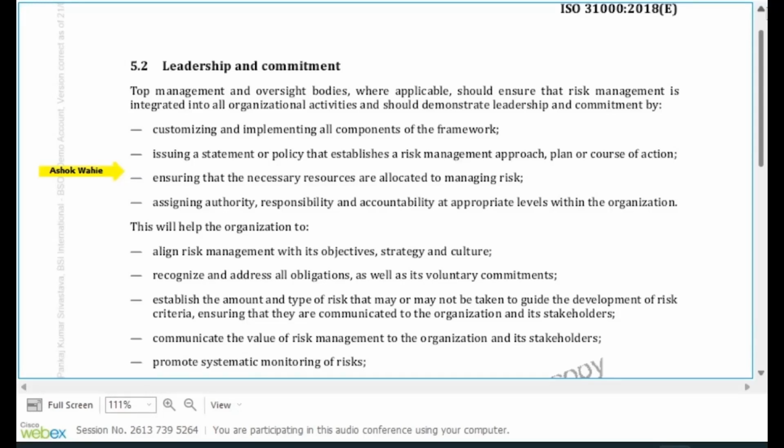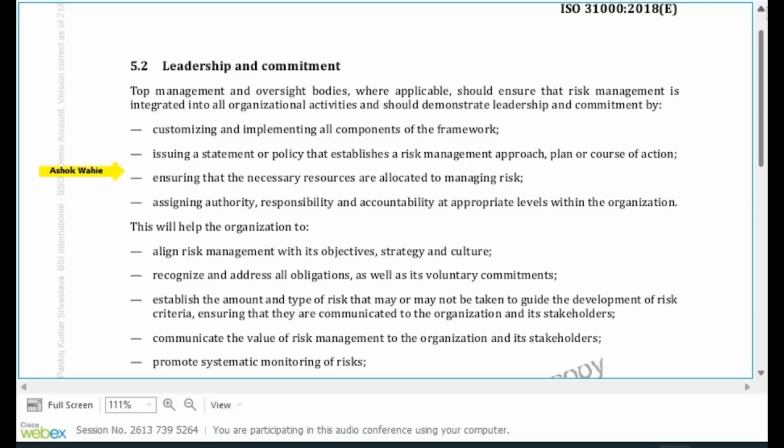Now, both the oversight body and the top management should firstly ensure that risk management is integrated into all of the organization's activities, and they will demonstrate their commitment by doing four things. What is the first thing? First, they will ensure that they customize and implement all the components of the framework. What are the five components? Integration, design, implementation, evaluation, and control. All these five components will be customized in the context of each organization separately.